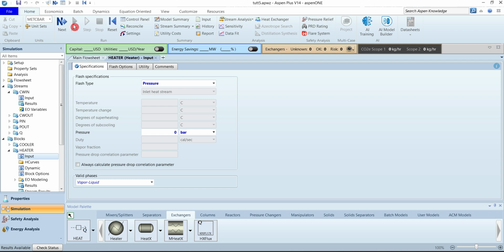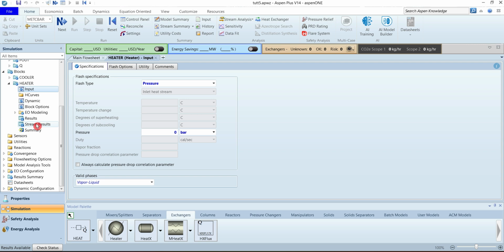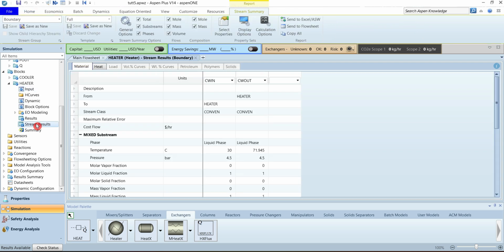What should we notice? The first thing: what is the temperature rise of the cooling water? Because we have made an assumption and we have to rectify it. For that purpose, you can go to the stream results of the heater block and see the temperature, 71 degrees Celsius. But we have to reduce the temperature to the given constraint of 10 degrees Celsius rise, and for that purpose, we can increase the cooling water flow rate.